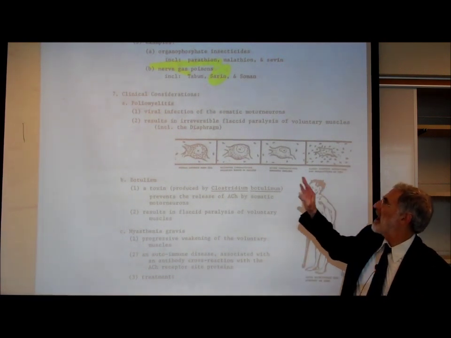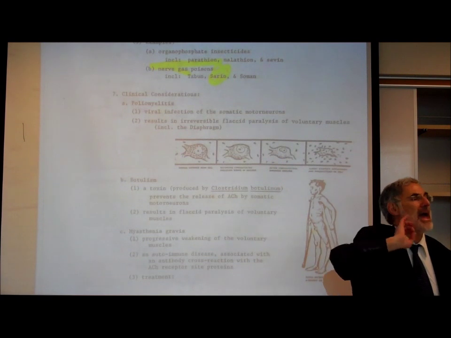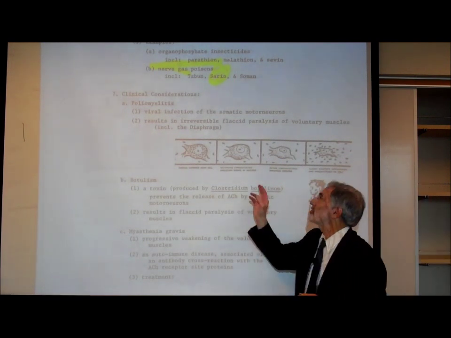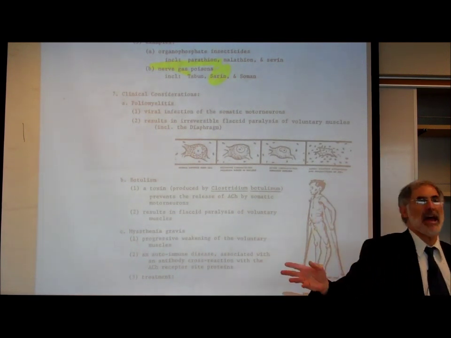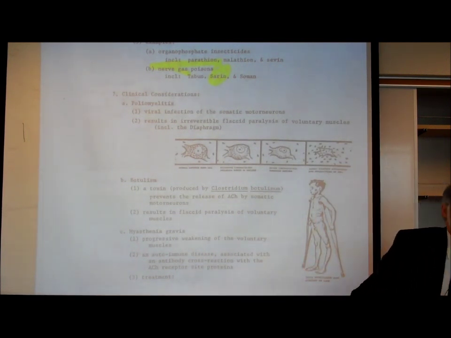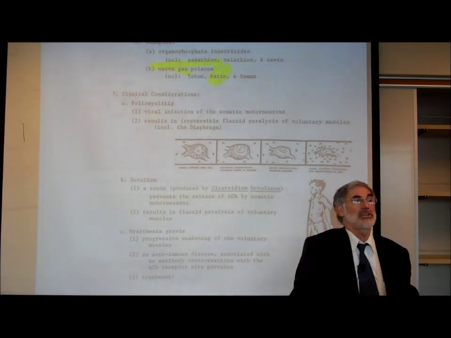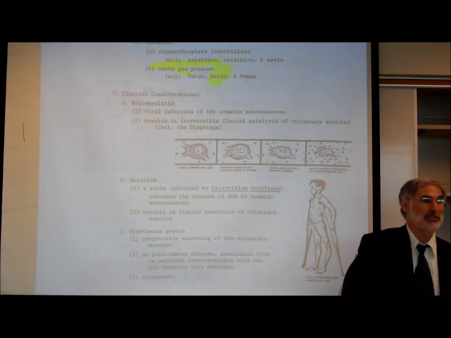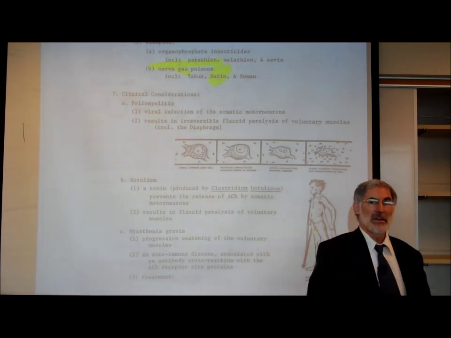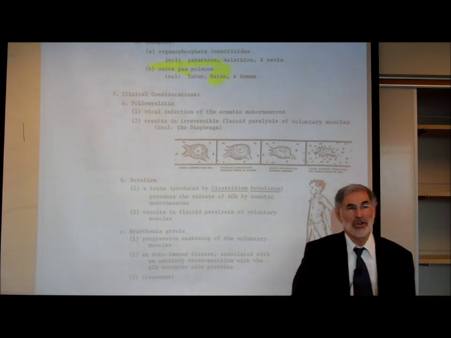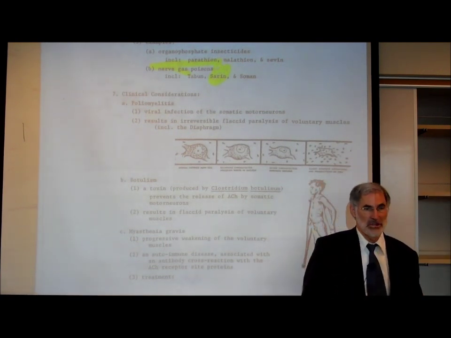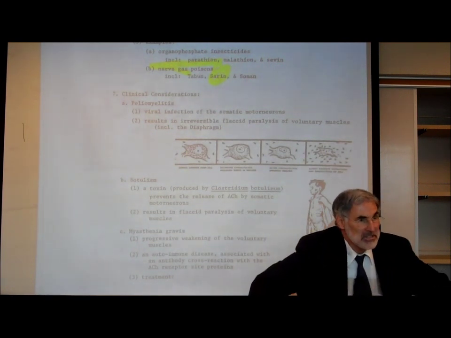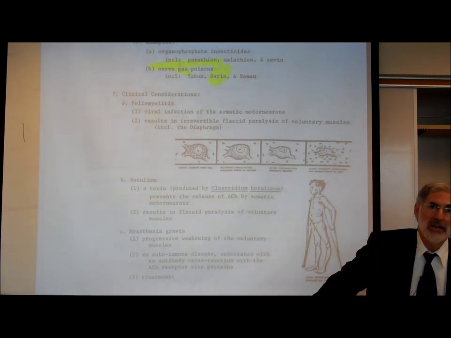Polio is a virus that destroys somatic motor neurons. It's a lytic virus, it ruptures the somatic motor neurons, and as the somatic motor neurons are destroyed, you can no longer send signals to your skeletal muscles. So you can't walk. Kids with polio get this virus, and then they would use braces, then crutches, and then they'd be in wheelchairs.